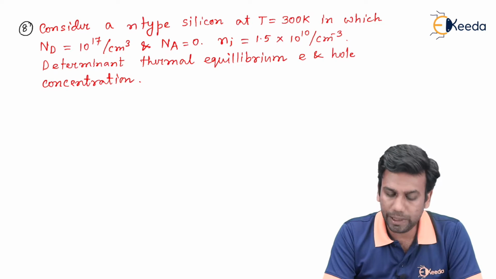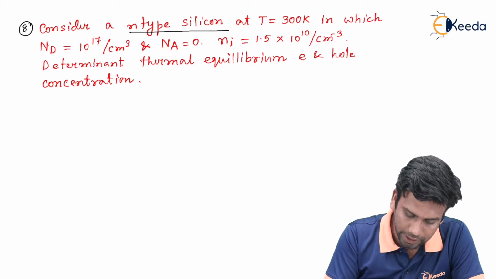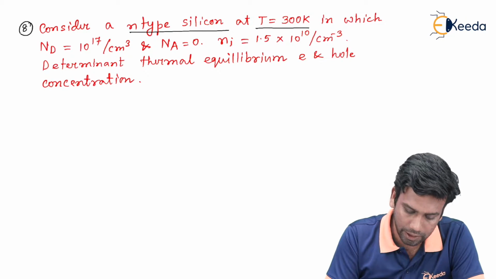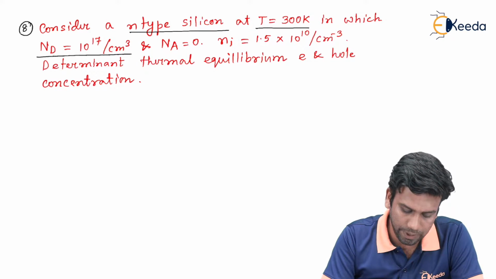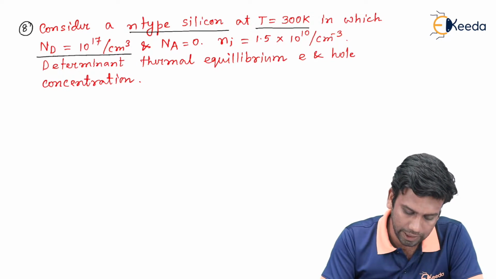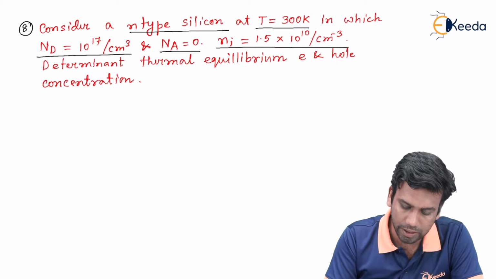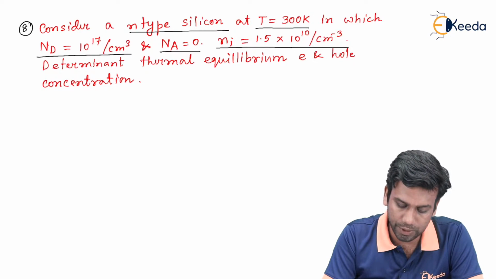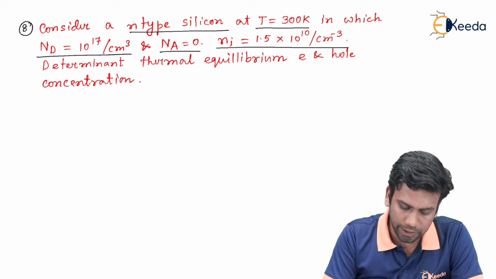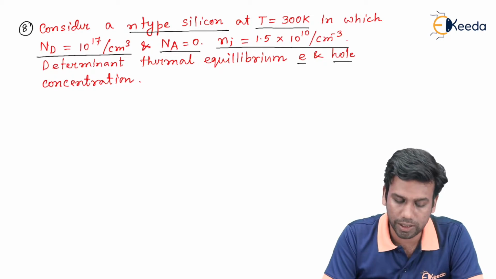According to the given numerical, consider an n-type silicon at T equals 300 K in which Nd is 10 to the power 17 per centimeter cube and Na equals 0. Ni is also provided as 1.5 into 10 to the power 10 per centimeter cube. Determine the thermal equilibrium electron and hole concentration.